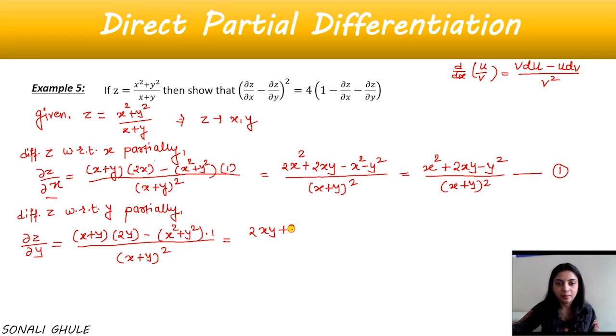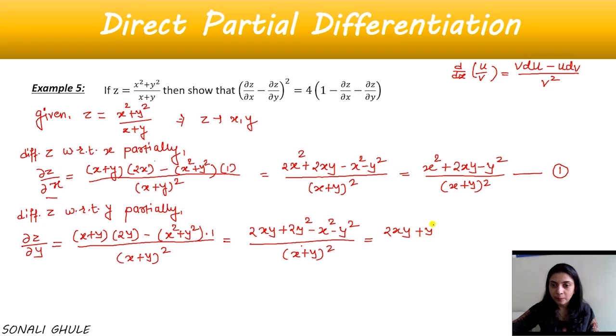2xy plus 2y square minus x square minus y square upon x plus y whole square, right? Now here 2xy as it is plus 2y square minus y square. What I get here? Plus y square minus x square divided by x plus y whole square.